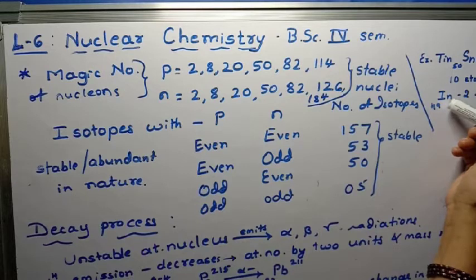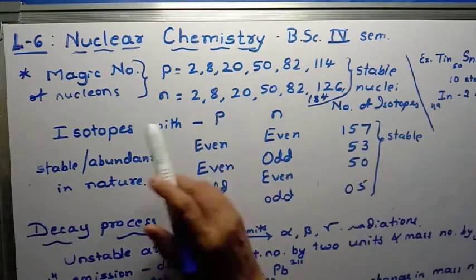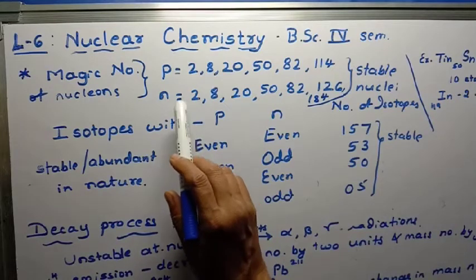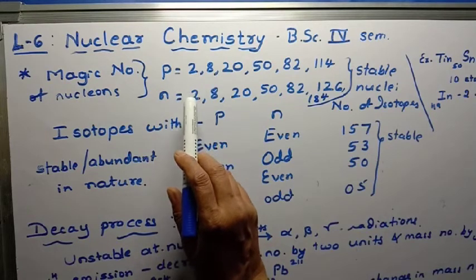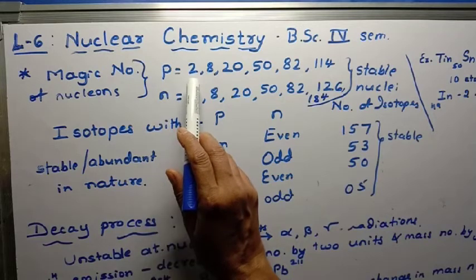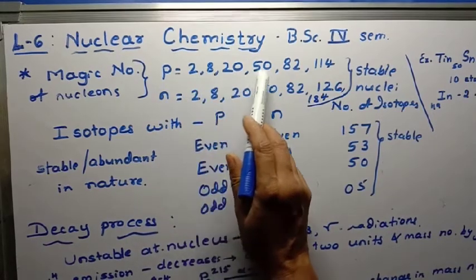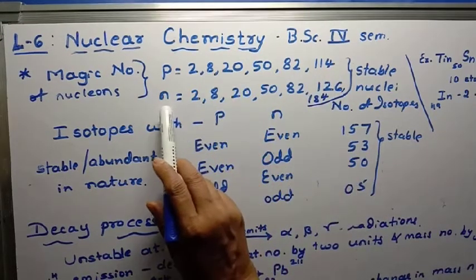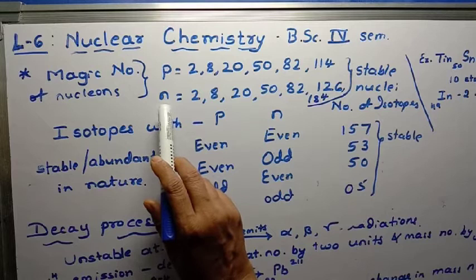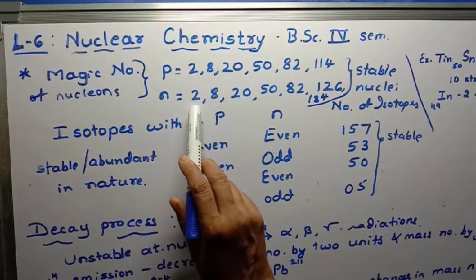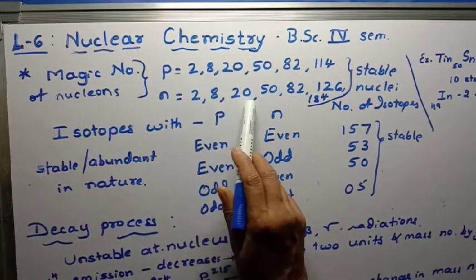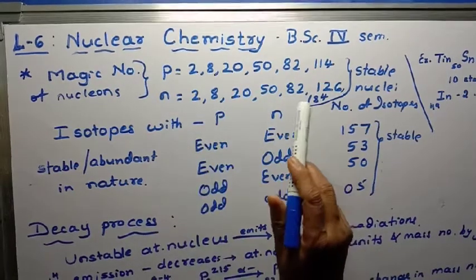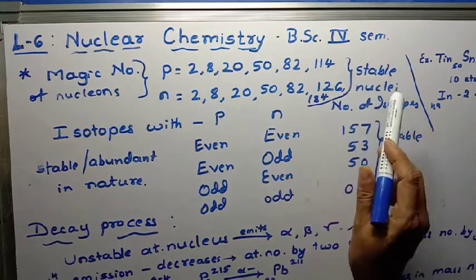In addition to it, one more factor is there, that is the magic number of nucleons. If an atom of an element has number of protons as 2, 8, 20, 50, 82 or 114, or number of neutrons as 2, 8, 20, 50, 82, 126 or 184, such nuclei are said to be stable nuclei.